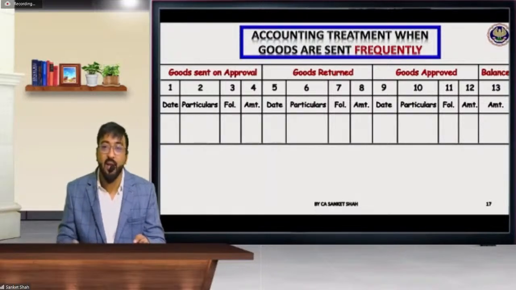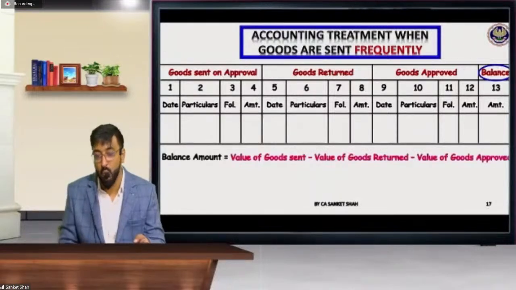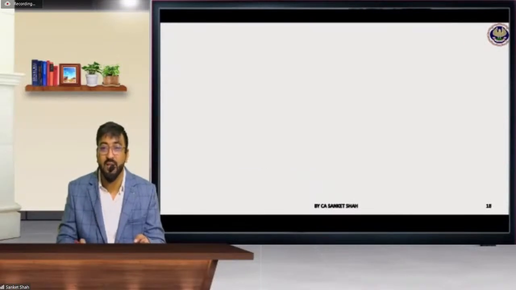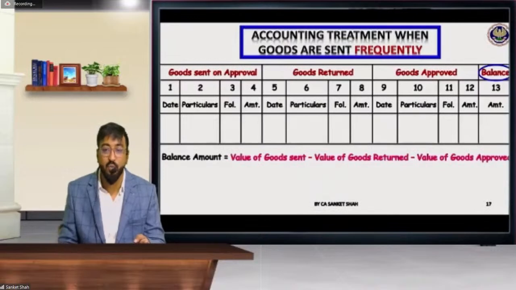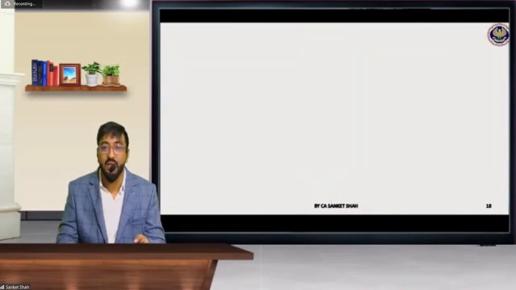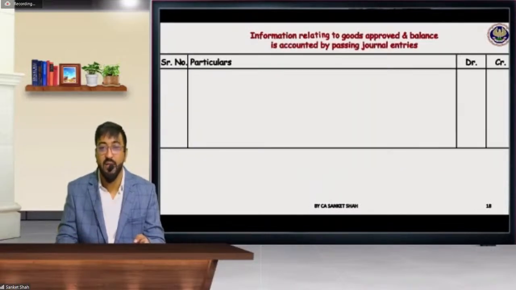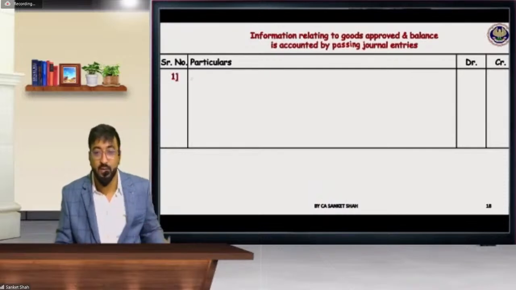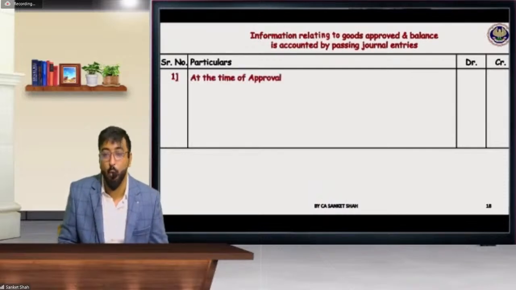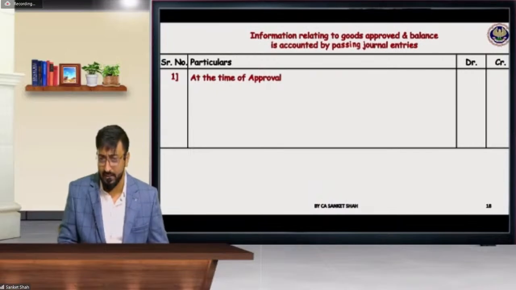We will pass two entries: one at the time of goods approved and the second at the time of balance. The balance amount will show goods lying with the customer. So the entry for this at the time of approval is a sales entry.